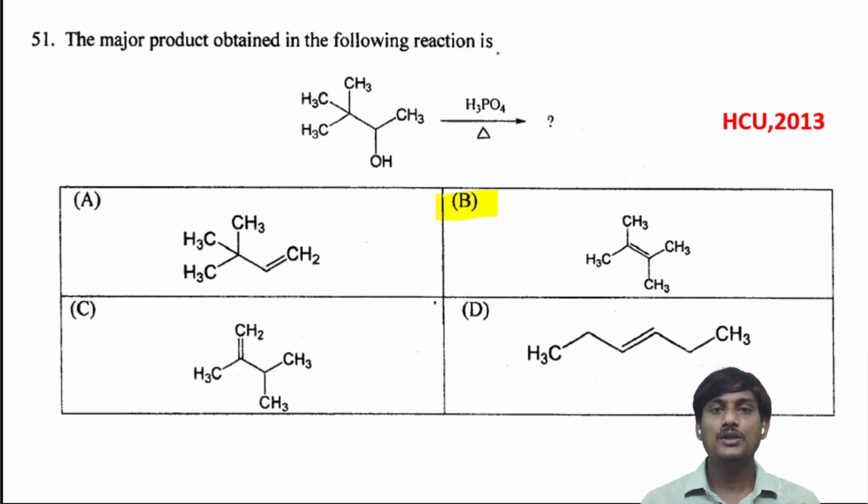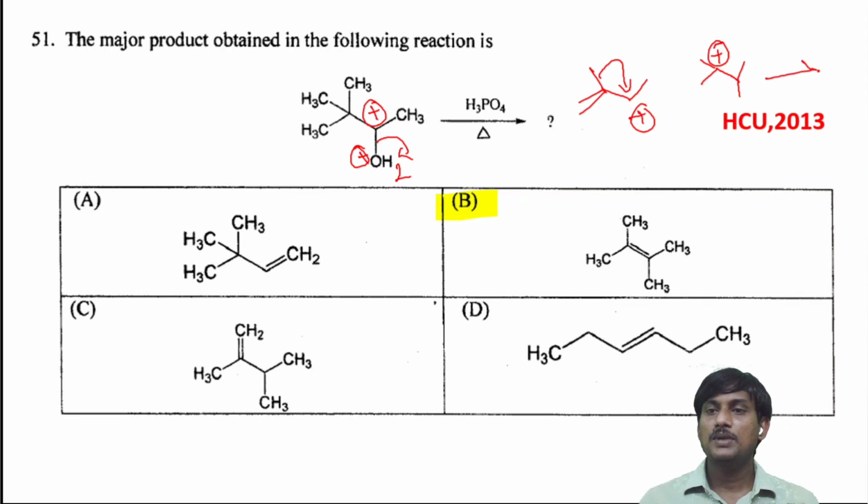The major product obtained in the following reaction is: okay, when you treat with the acid, there is a formation of OH2 plus and there is a removal of water, and here there is a formation of carbocation. Here there is a formation of secondary carbocation. This is the carbocation you will get. This one is secondary carbocation. After the migration of methyl group, there is a formation of tertiary carbocation. This is the tertiary carbocation. And there is a removal of H plus, and there is a formation of more substituted alkene. This is the more substituted alkene you will get. So this is the correct option.